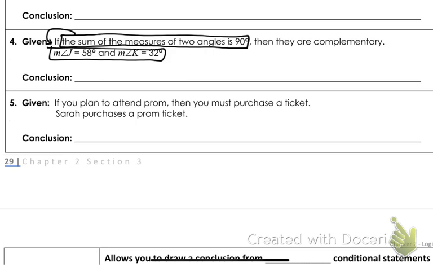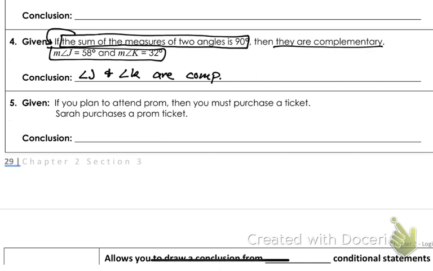So our conclusion must be the measure of angle, or not the measure of angle J. We would just say angle J and K are complementary. So it has to say what the conclusion means. So it must say angle J and angle K are complementary. Like I said, some of these, we just overthink them a little bit. Because we thought, okay, I know the definition of complementary, I might as well just say they equal 90 degrees. But we have to use what the conclusion says. It says complementary. So we got to be careful about that.